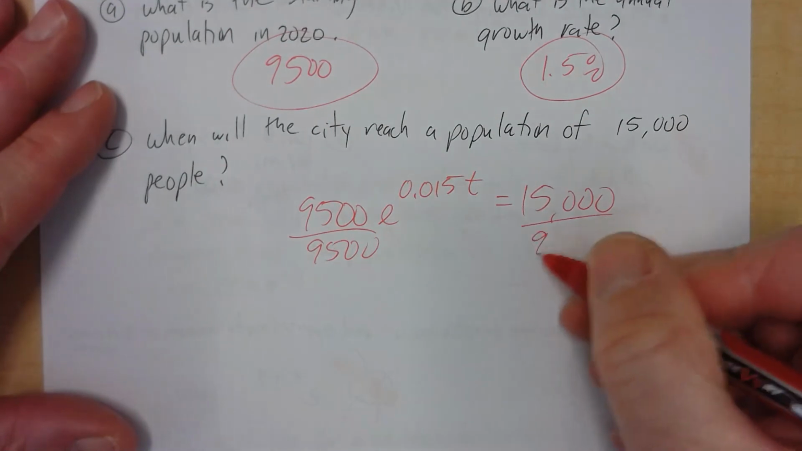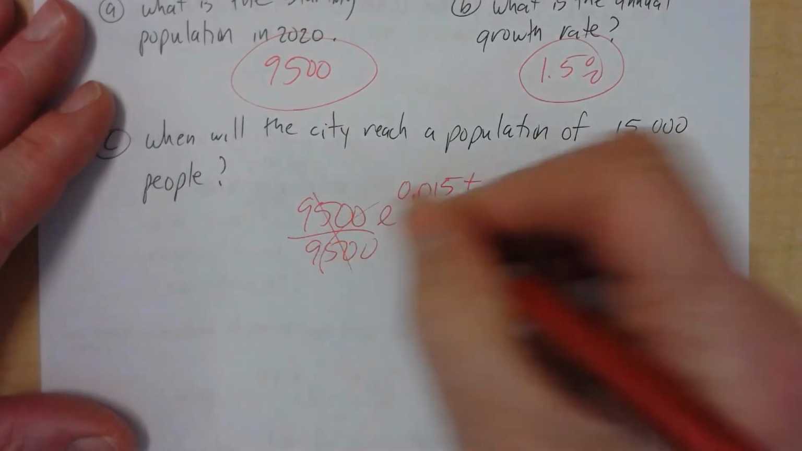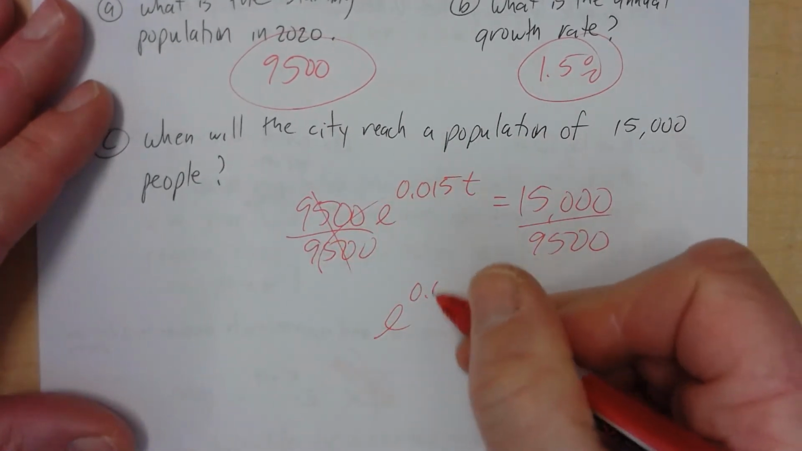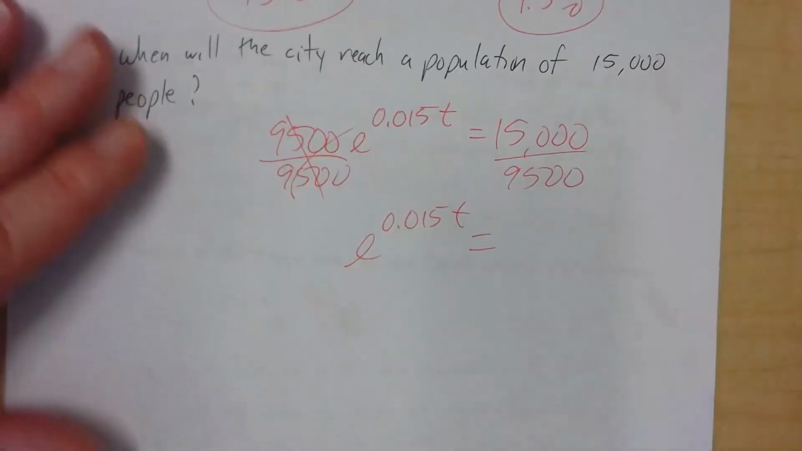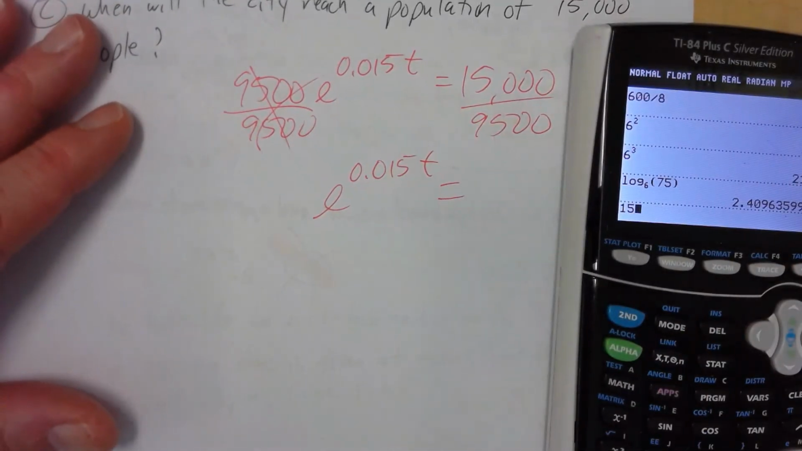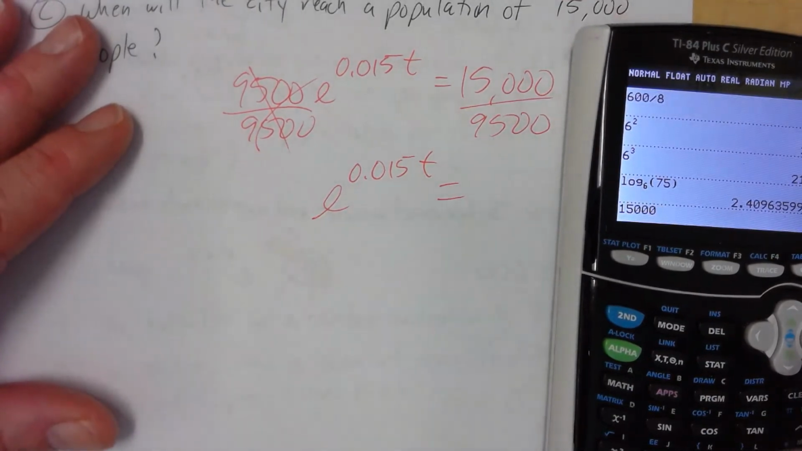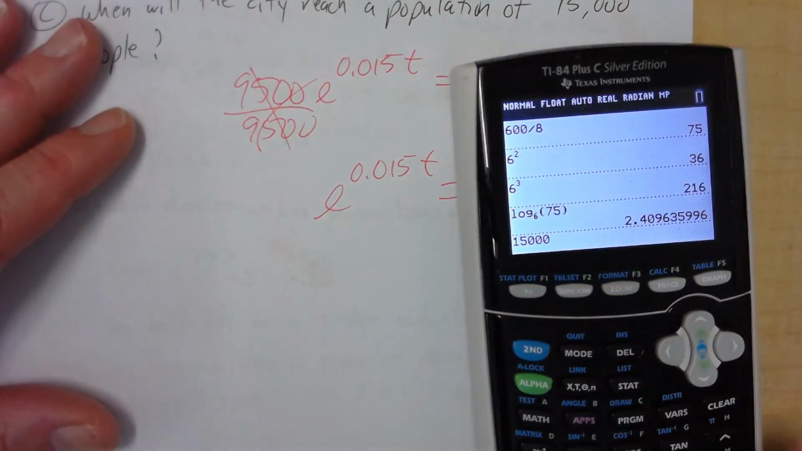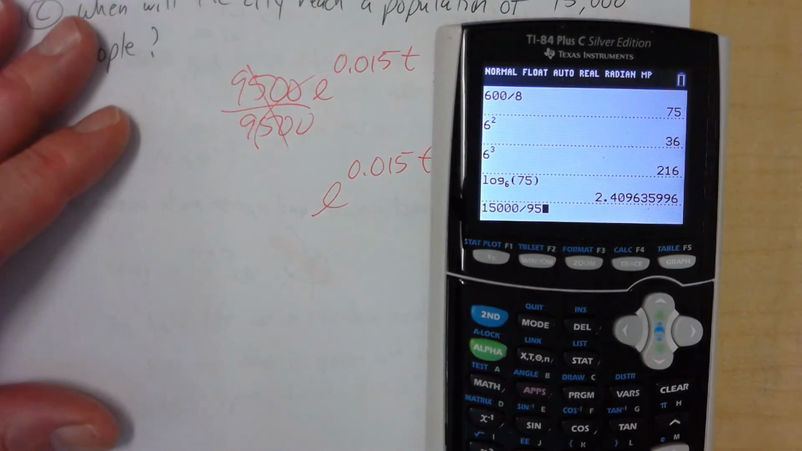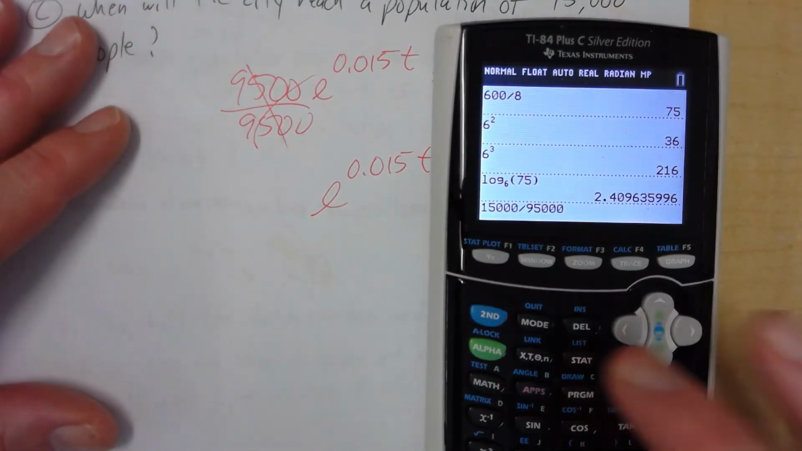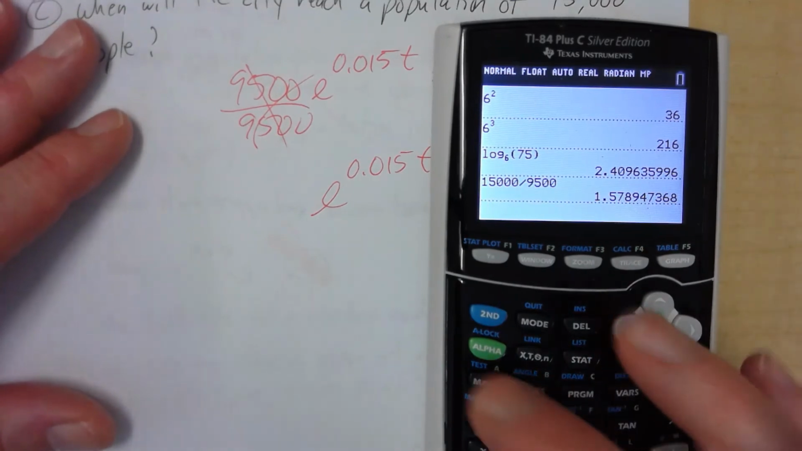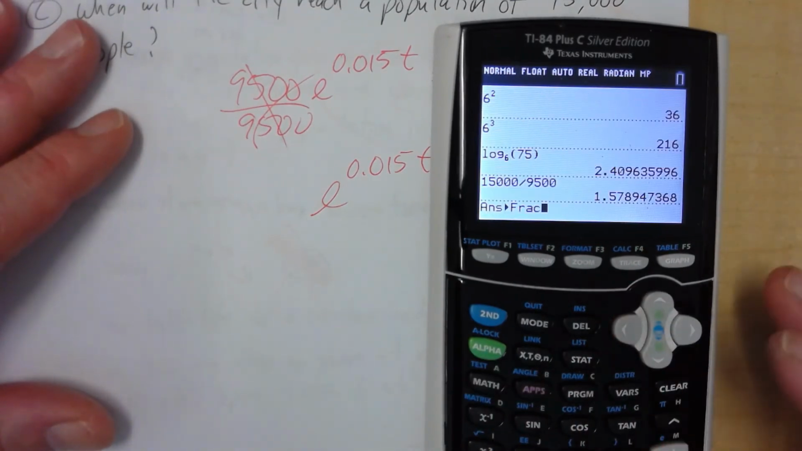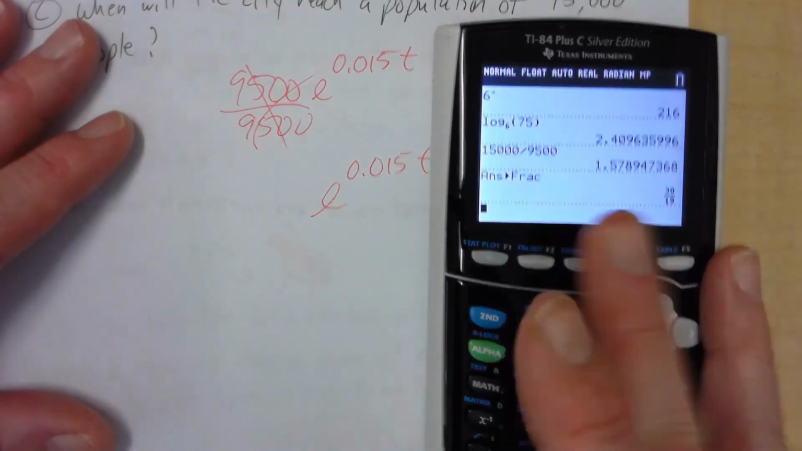9,500 e to the 0.015 t is equal to, we're going to divide this out, 15,000 divided by 9,500, oops, is a terrible decimal, so I'm going to change it to a fraction, and it's 30 over 19.